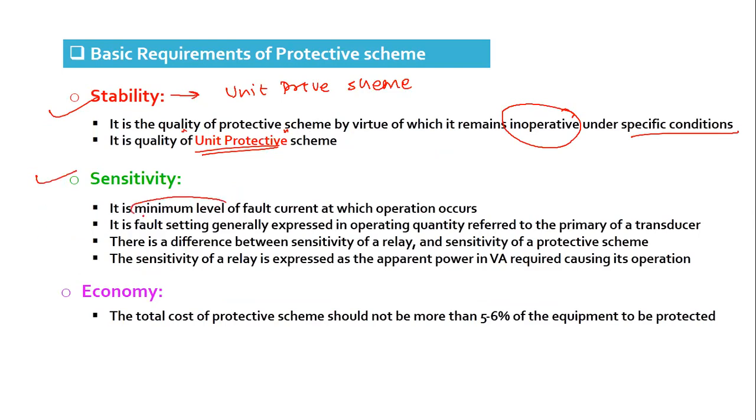Then comes sensitivity. Sensitivity refers to the minimum level that can be sensed by a protective scheme. Generally it is referred to the primary of a CT. The transducer is a CT, and it is generally expressed in VA, the volt-amperes required to operate the protective scheme. That is the sensitivity. And last is the economy. As we have already discussed, any protective scheme should not have a total cost of protection which is more than 5 to 6% of the equipment to be protected, except in exceptional cases.